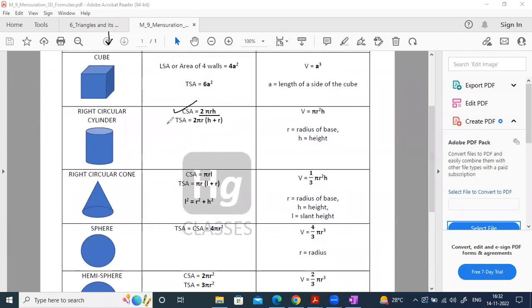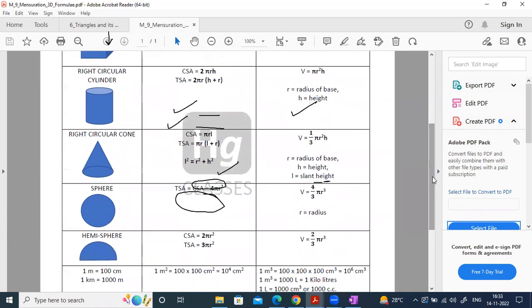CSA 2 pi r h, TSA 2 pi r into h plus r, volume pi r square h. Right circular cone: pi r l is CSA, TSA is pi r into l plus r. This is from Pythagoras theorem. Volume is 1/3 into area of base into height because it is a pyramid. Okay, sir. Right?